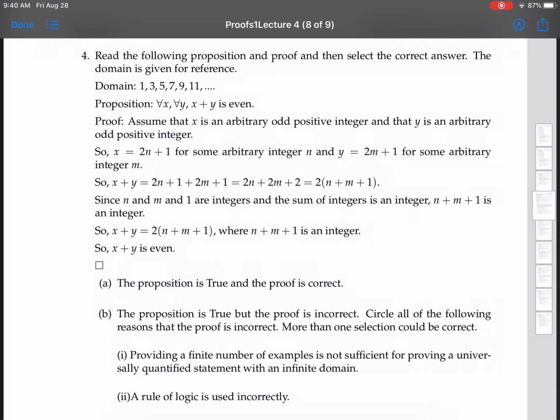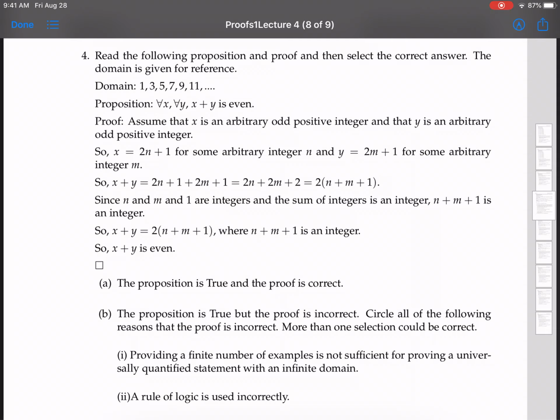This is an example of a proposition that is correct and the proof is also correct. And what I'm going to do in this video is talk about all the features of it that make it correct. And in the videos after this, you'll see the same proposition, but with incorrect proofs, and I'll talk about why they're incorrect. All right, so let's begin.